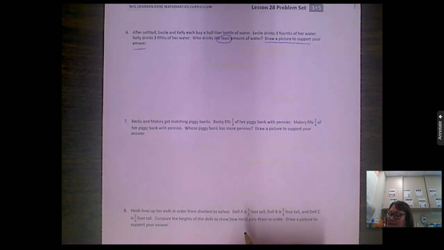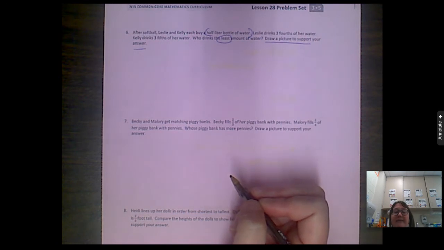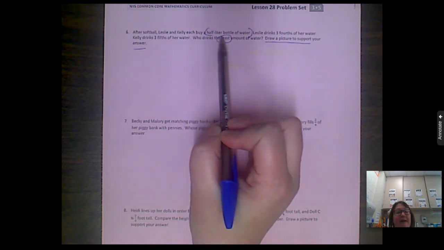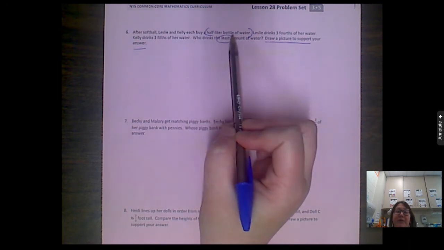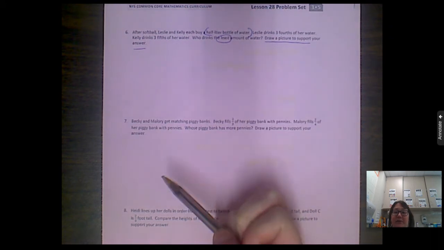Okay, so there's Leslie and Kelly. They each buy a half-liter bottle of water. So that means they're starting out with the same amount, right? And if we're going to compare fractions, that means our whole needs to be the same size to start with. And we know if they each buy a half-liter bottle of water, that the whole is starting out the same. They start out with the same size water bottle to start with.